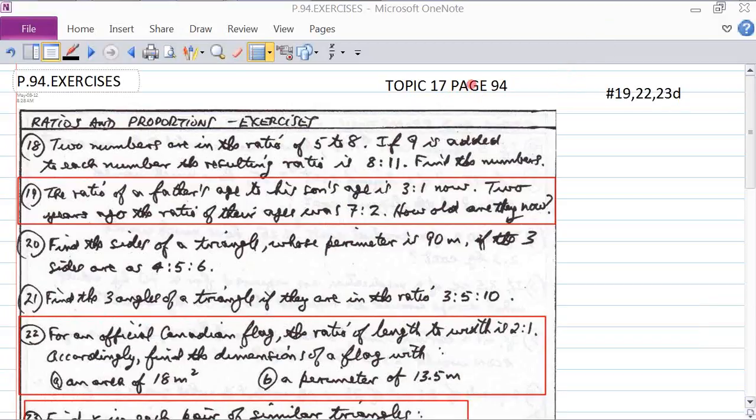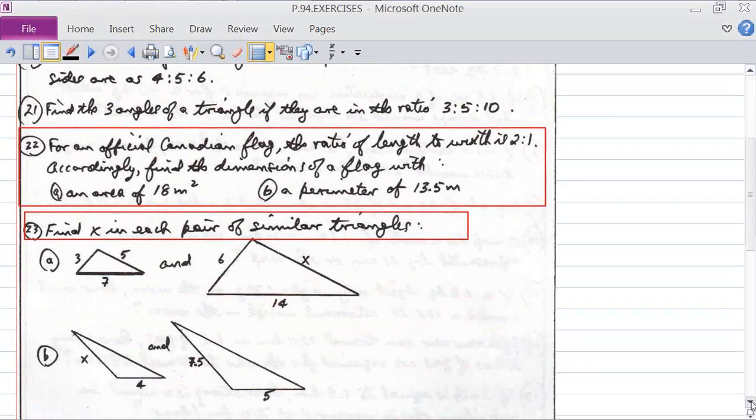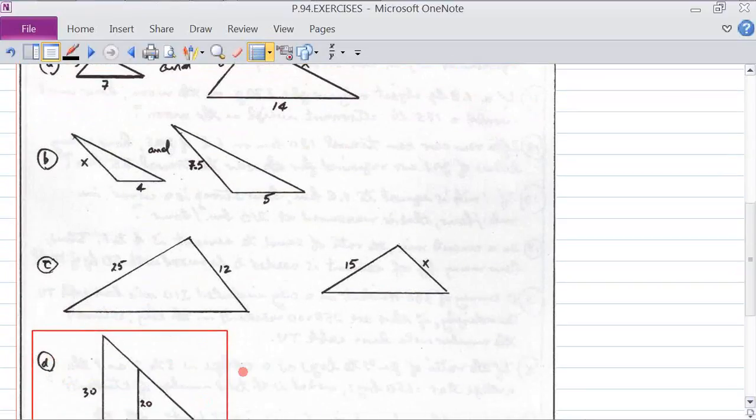We're on page 94, topic 17, and the three problems we're going to do here are number 19 right here. We're going to do 22, both parts, and finally from number 23 we're going to do part D.